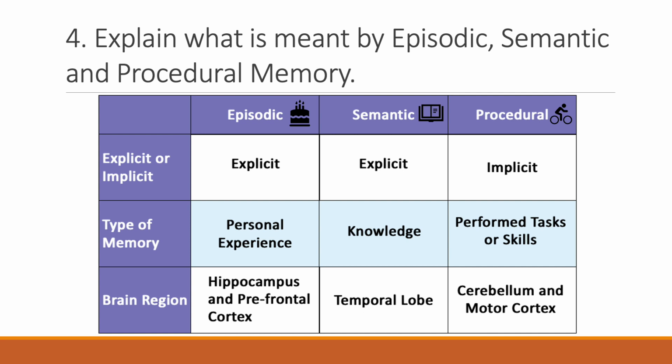So procedural memories are memories for performed tasks or skills like riding a bike, driving a car. And these are implicit memories. So that just means that we know how to do it, but it's very hard to be able to describe it. And the main brain region associated with procedural memories is the cerebellum and the motor cortex.